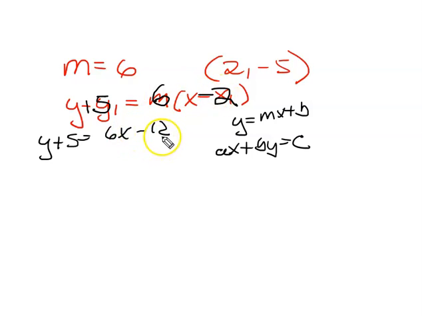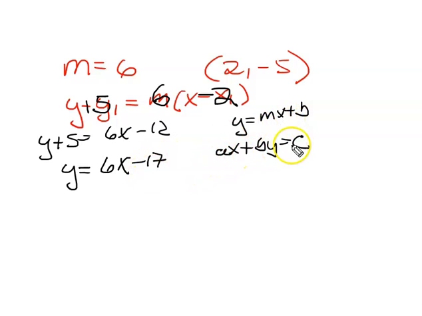Now, if we put that 5 over on this side, we get y equals 6x. Now, the positive 5 on this side becomes a negative 5. So this becomes a negative 17. So this now is in slope-intercept form.